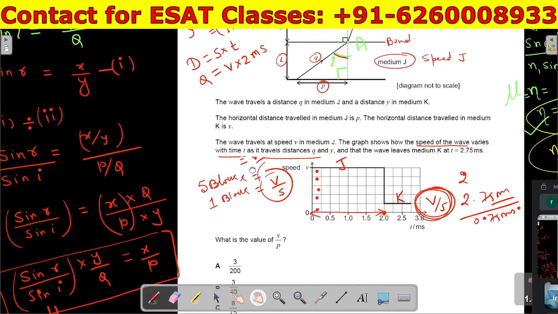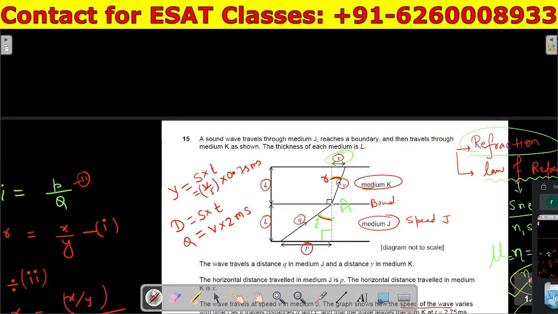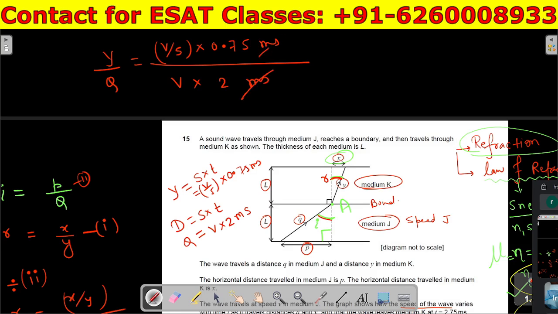And we are interested in the ratio Y upon Q. So let us try to find Y upon Q. What is my Y? It is V upon 5 times 0.75 millisecond. I am writing with units so that we can get an idea whether we should change the unit or not. So this is V into 2 milliseconds. See, this millisecond cancels out. Whatever the unit of V, that will be here also, so there will be no unit problem. So this V and V can be cancelled out. So now we have 5 into 0.75 upon 2. Are you getting this? So please find it from the calculator, how much it is.